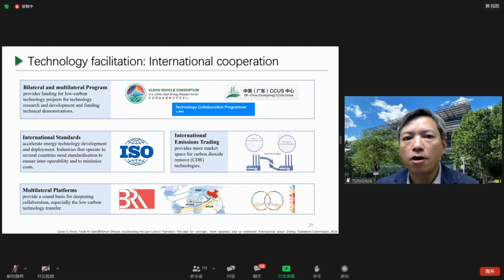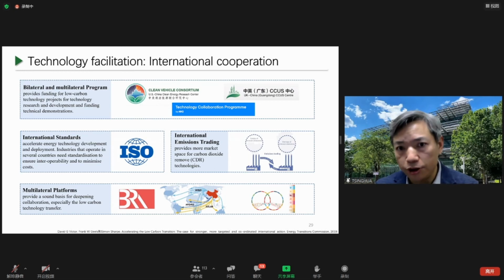Second, to cooperatively set up international standards, aiming to accelerate technology development and deployment. The international standards could reduce transaction costs of new technology to scale up its market abroad. Third, international emission trading mechanisms can provide a carbon price to cover more countries, which will promote low-carbon technology application.